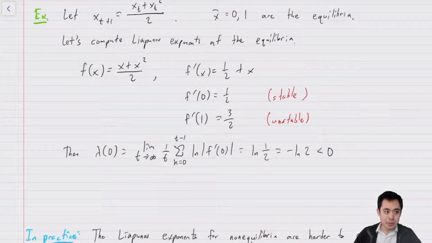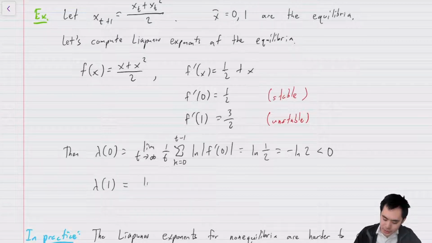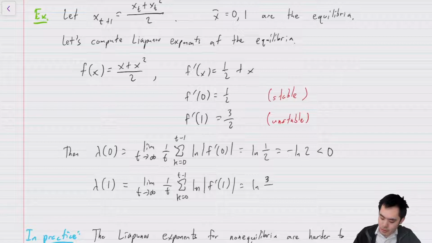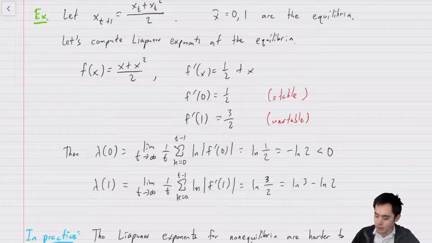Ultimately, we can do the same thing for the Liapunov exponent of 1. So that's the limit as t goes to infinity of 1 over t, the sum from k equals 0 to t minus 1, of the natural log of f prime of 1, which is 3/2, which is equal to the natural log of 3/2, which is equal to the natural log of 3 minus the natural log of 2, which is greater than 0.